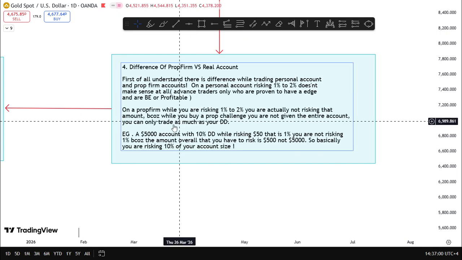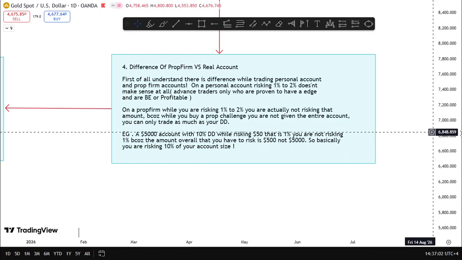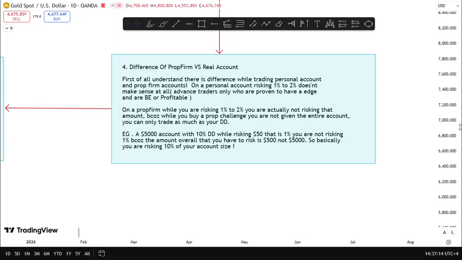Now see, I have explained here with an example. If you have a $5,000 account, for example, which you buy, you can't trade the $5,000. What you can trade is just the $500. You have to manage your risk according to that. You don't have to manage the risk according to the $5,000. So basically, while you're risking 1%, you are not risking 1%. You are risking 10% of your account size.